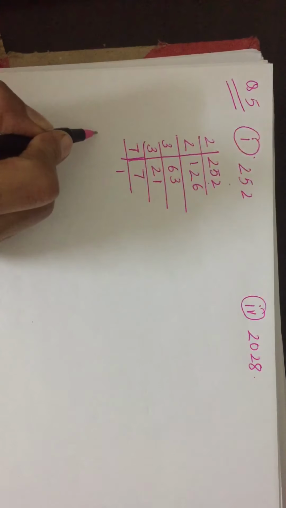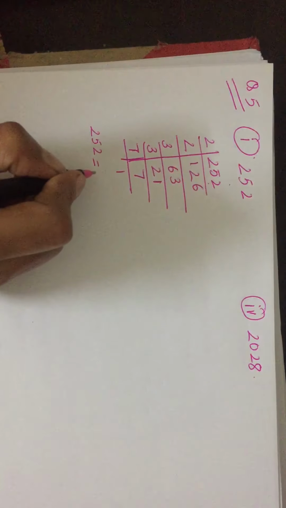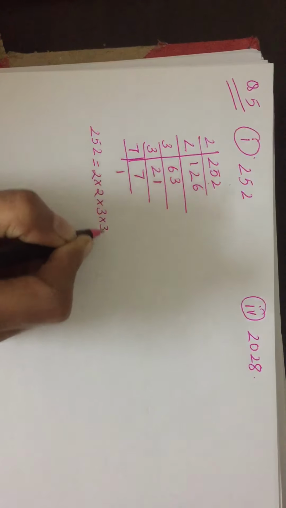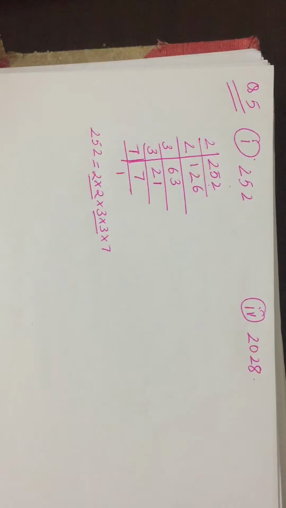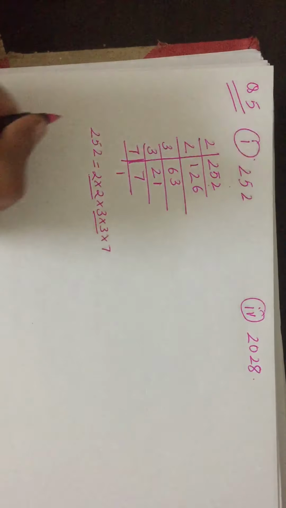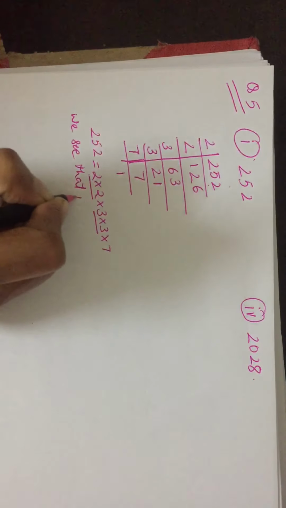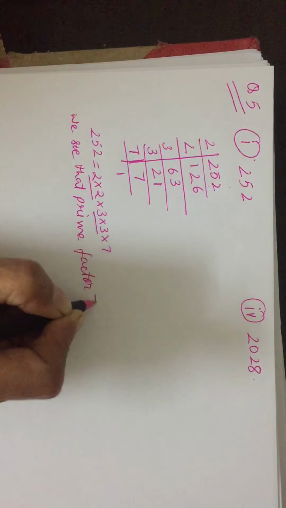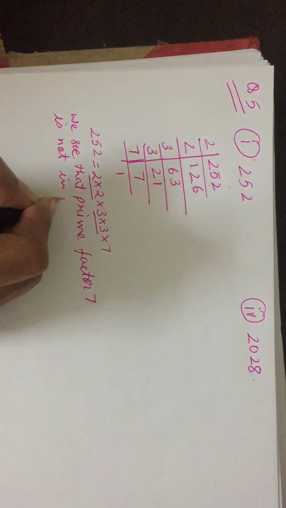Okay. Now start writing the prime factors of 252. What are the prime factors of 252? 2 multiplied by 2 multiplied by 3 multiplied by 3 multiplied by 7. Start making the pairs. We see that prime factor 7 is not in a pair.